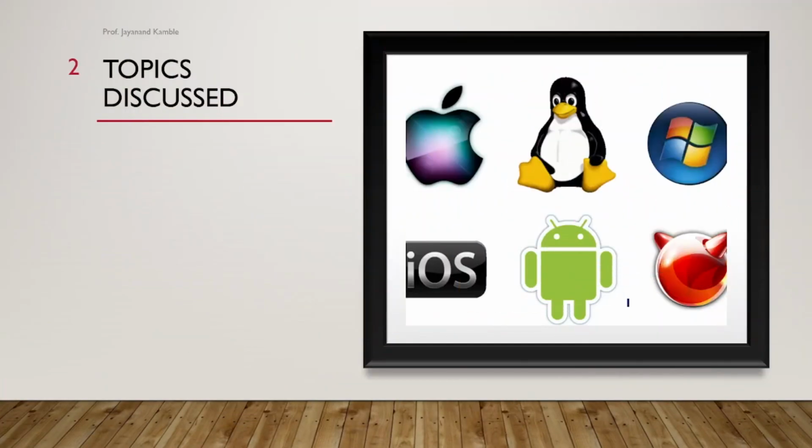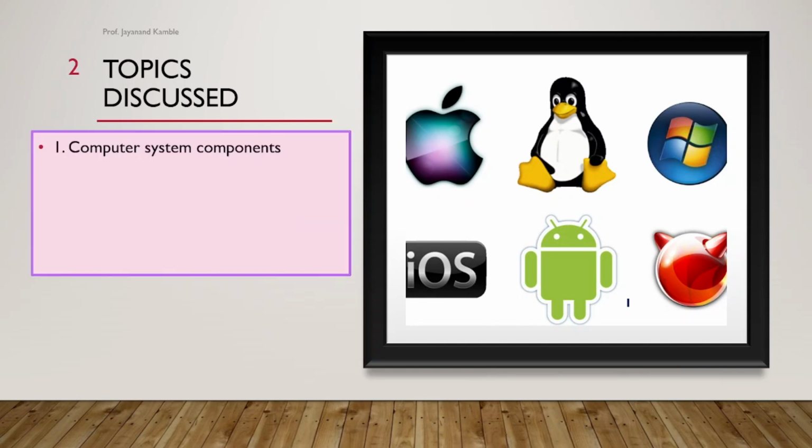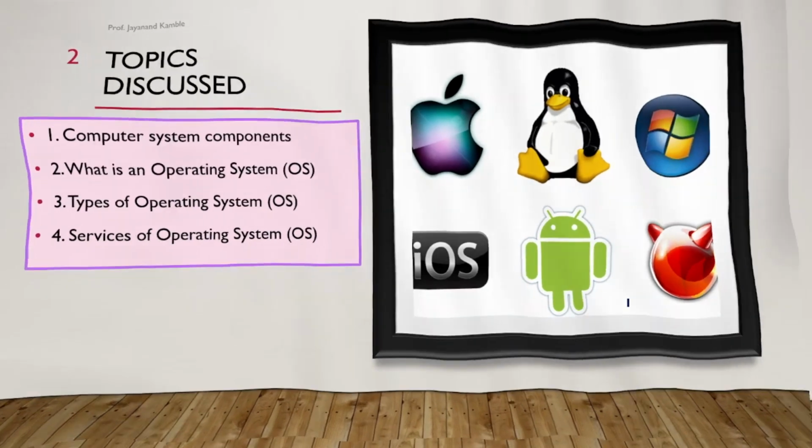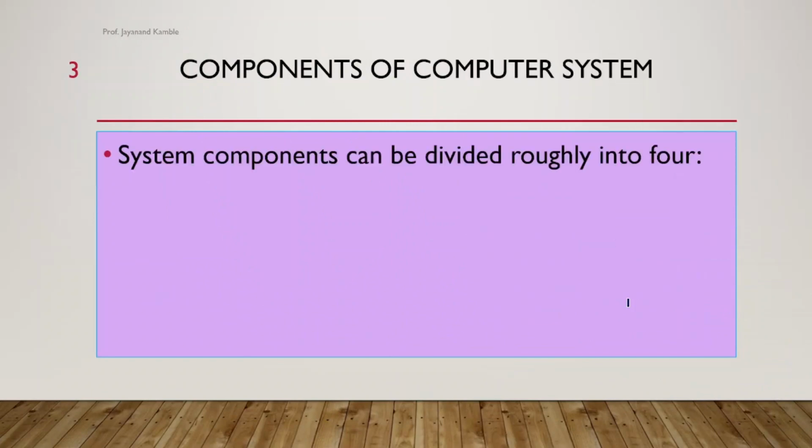Today we are going to discuss some of the important topics from operating system. These are computer system components. What is an operating system? Here we will be talking about different definitions of the operating system. Then types of operating system. We will see the types of operating system as per the evolution of OS. And then finally we will conclude our discussion with services of the operating system. So let's begin our discussion with computer system components.